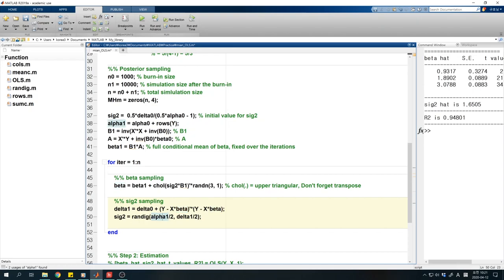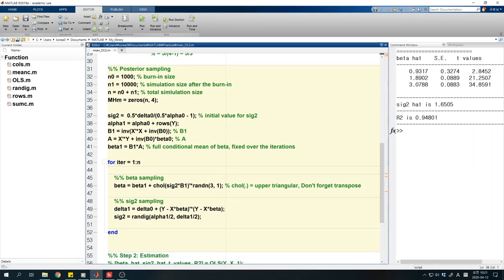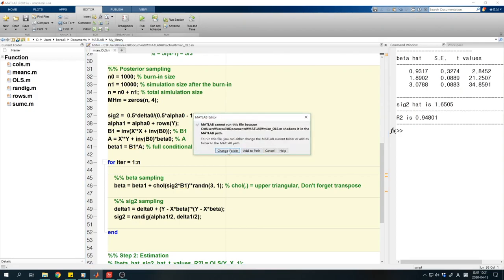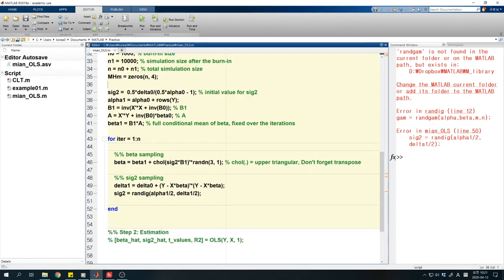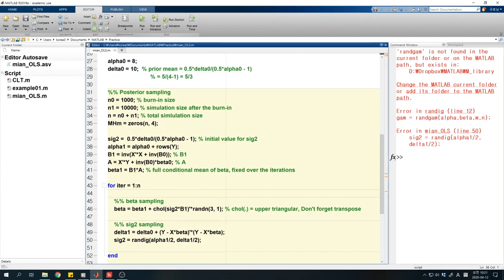Then, yeah, I think we are almost done. Okay, just to make sure it runs, let me try to run it. Let's run. Change folder, of course. Randgam. We need randgam. Okay, so then let's take a quick break.